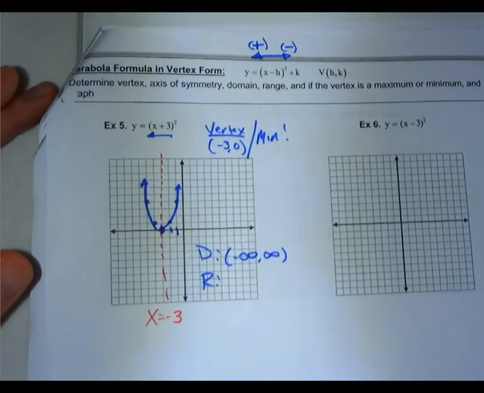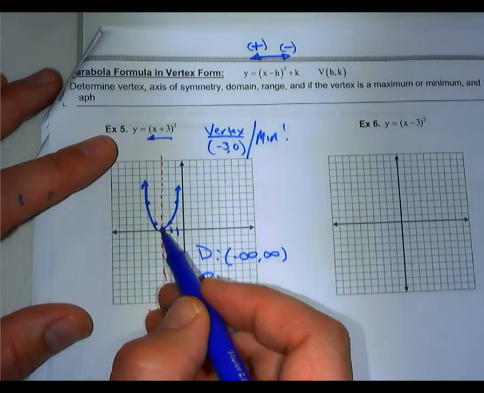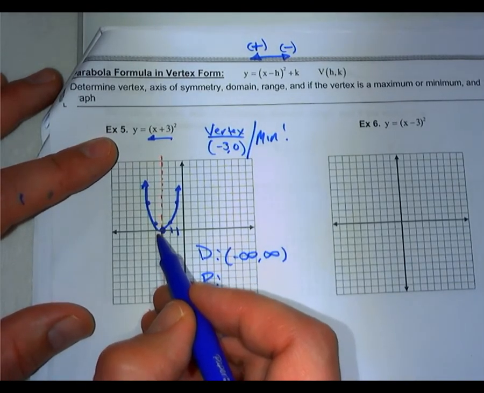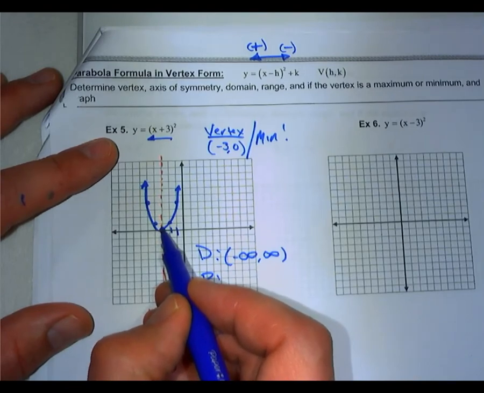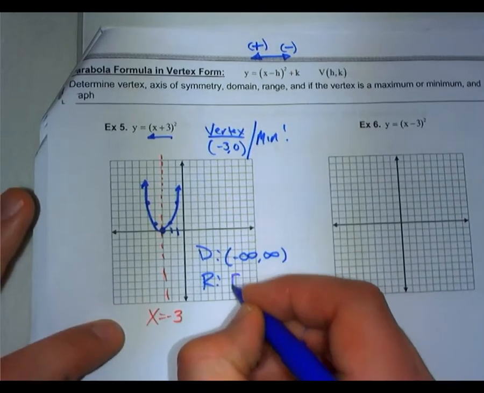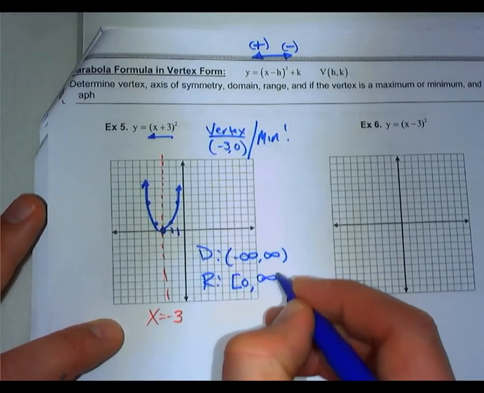Range is the lowest y value to the highest one. How low does it go? Does it go down low, down to the floor? No. Starts right here. What's this y value? What is it? 0. Gail's giving me the 0 look. And it goes all the way up, never stops, all the way to infinity.